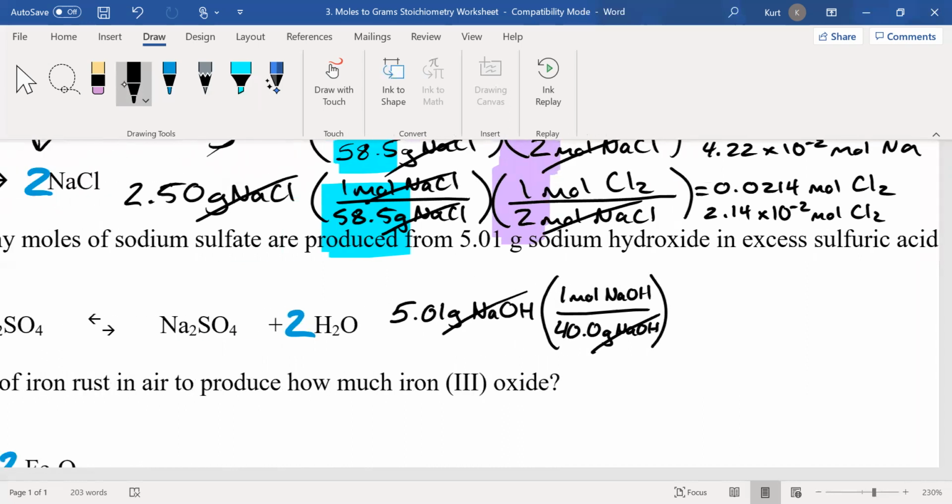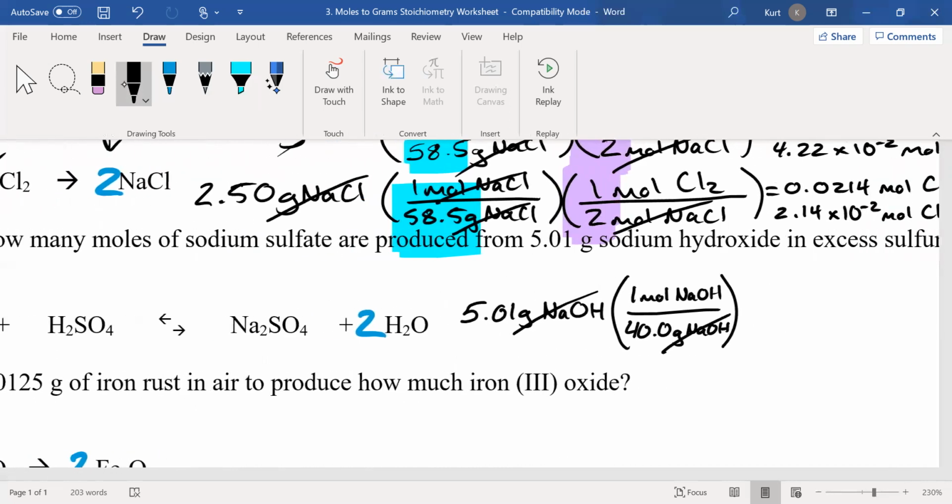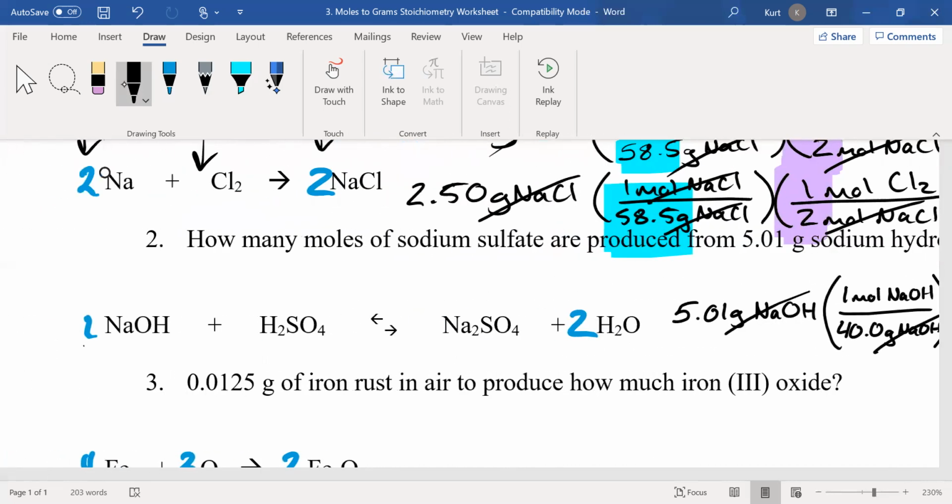You then do the mole ratio between your known and unknown substance. Sodium hydroxide is your known. Sulfuric acid is your unknown. So I'll put a K for known, U for unknown. So that's a 2-to-1 ratio.